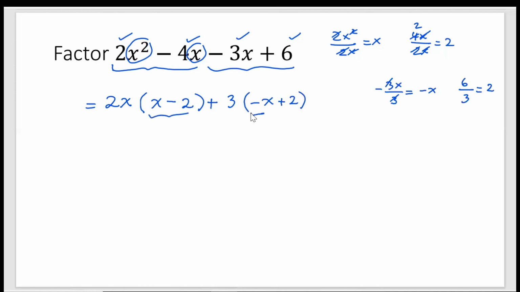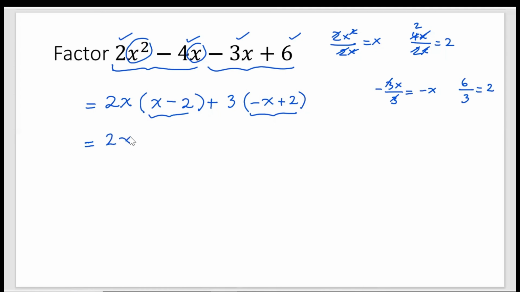Now we would like to continue factoring. In the second step, these binomials, if they were the same, then we would continue factoring out that binomial. We realize that this has x, but this has negative x. This is negative 2, and this is positive 2. So they have the same terms that differ by a sign only. We can actually make them the same by factoring out a negative in the second parenthesis.